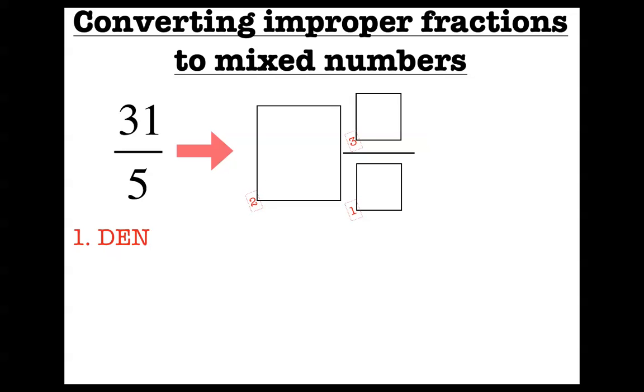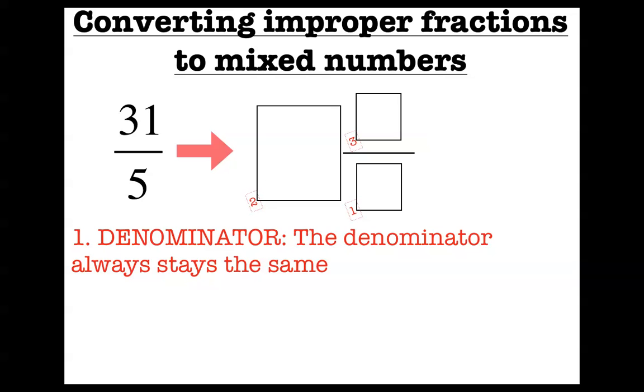So I'm going to give you a 3-step process to figure out what to put in those 3 boxes. Step 1 is going to be the denominator. And this is the easy part. The denominator always stays the same. So what was our original denominator? 5. So what's our denominator going to be? 5. Yay.